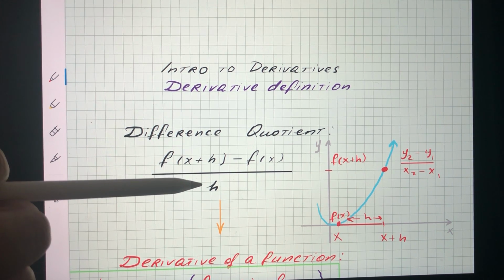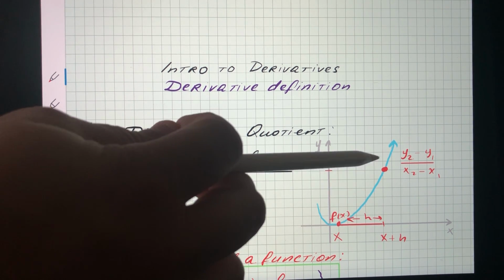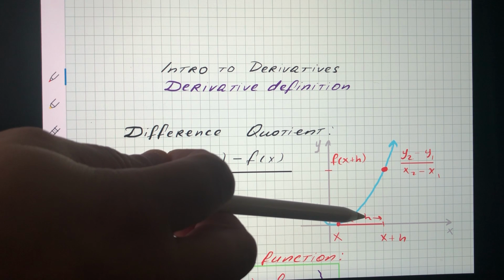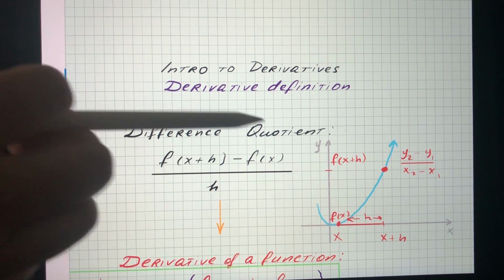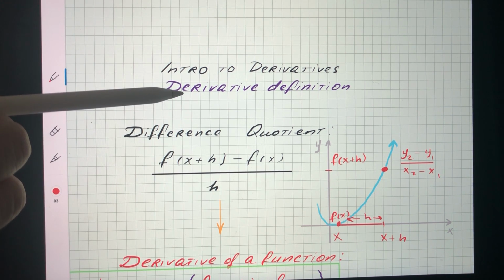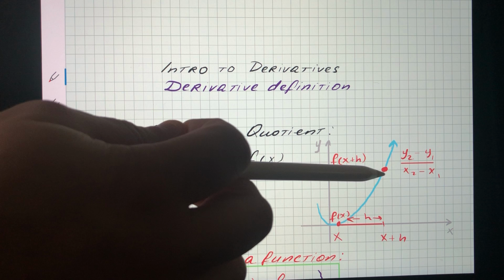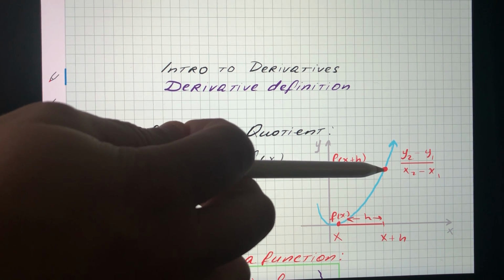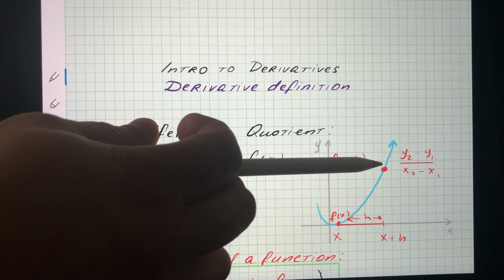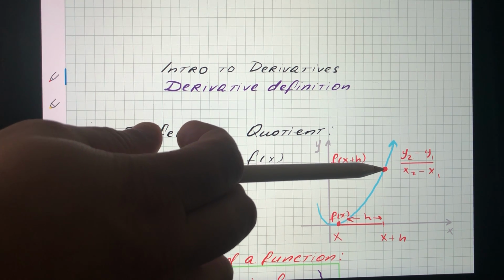So this formula, the difference quotient, finds us the slope between any 2 points, no matter how far apart they are. The derivative is the slope at one point. Now, at one point, there is no slope. If I ask what is the slope at this point, that question has no answer, because in order for us to find the slope, there has to be 2 points, not 1. And so to find the slope at one point, we use the idea of a limit.